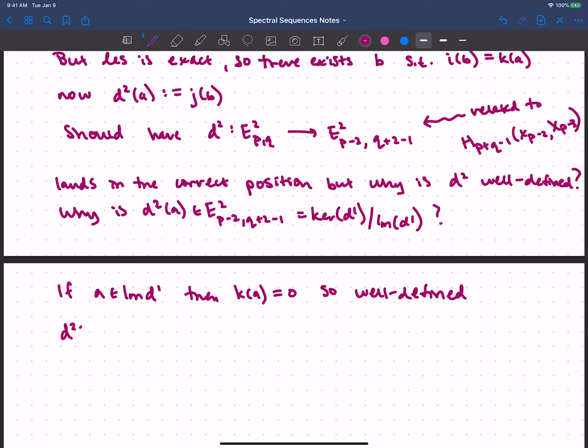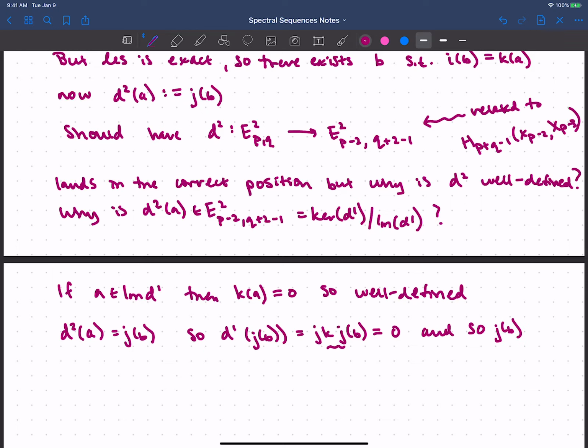So let's look at D2 of A. Well, this is J of B, where B is this lift. So if we look at D1 of J of B, meaning D1 applied to this thing, then we get J, K, J of B, but again, that K, J showed up together, so that's 0. And so this tells me that J of B is in the kernel of D1.